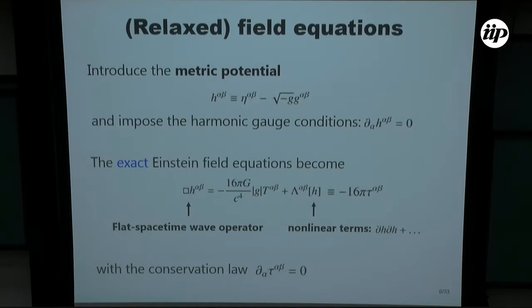Using this metric perturbation of Minkowski space-time and the harmonic gauge condition, we first translate the exact Einstein field equation into the following form. The left-hand side is box H, a wave operator acting on the metric potential. The right-hand side is composed of T alpha beta, the stress-energy-momentum tensor, which is the binary in our case, and some tensor lambda alpha beta, describing the nonlinearity of general relativity. This is just rewriting the exact Einstein field equation in terms of H; we do not approximate anything at this point.